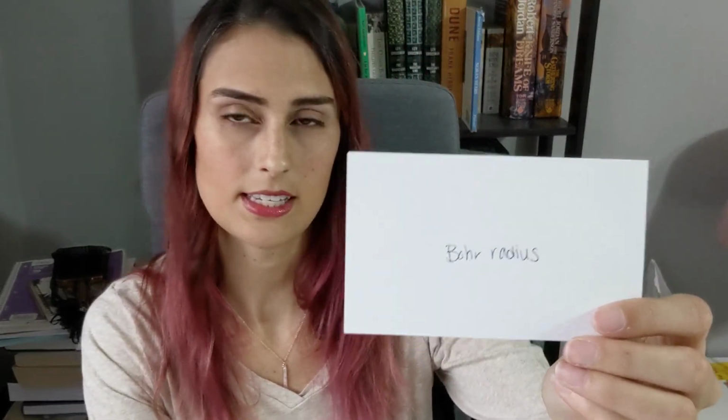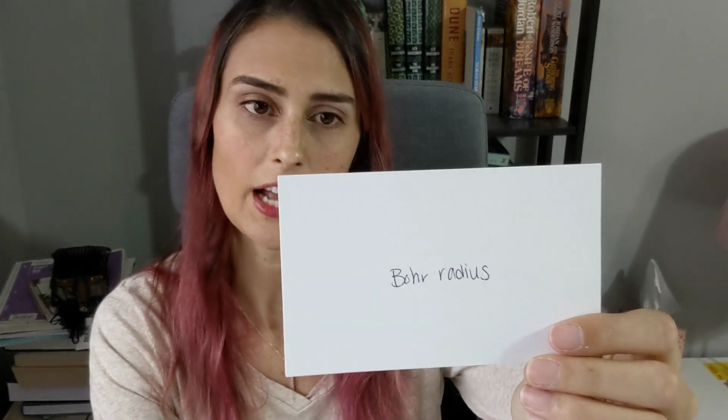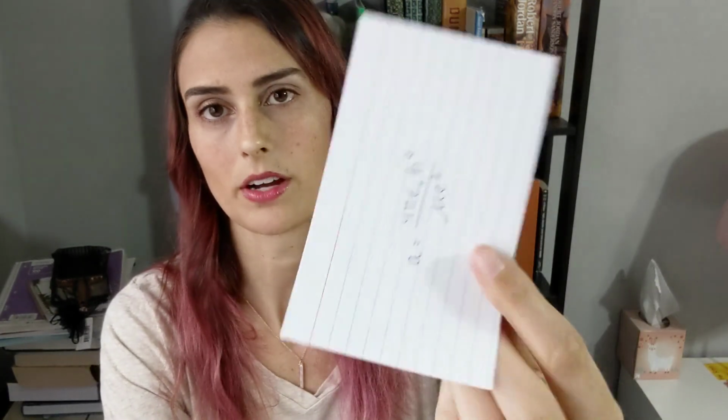The Bohr radius, this is a, little a, and it equals 4 pi epsilon naught h bar squared over mu e squared.